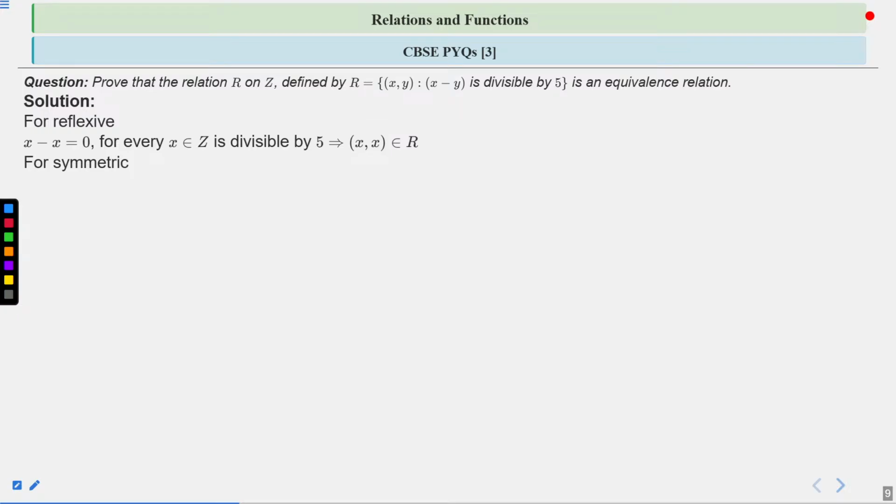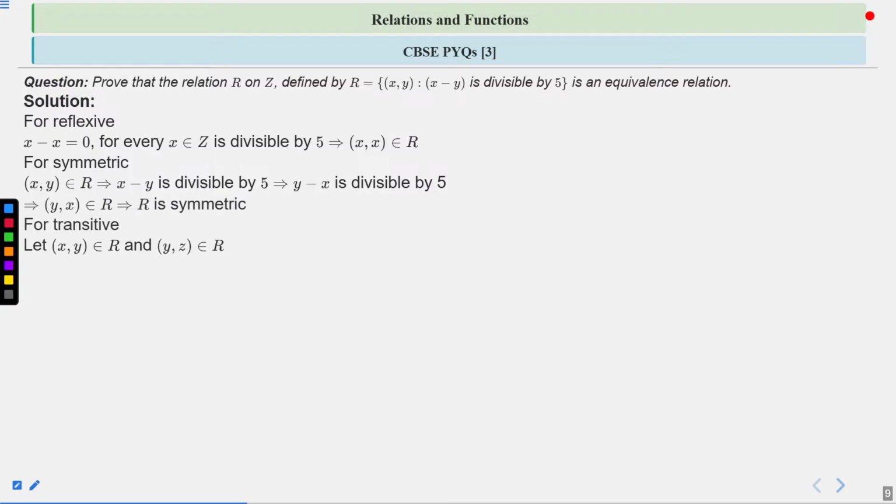Now for symmetric: if (x, y) belongs to R, this implies x minus y is divisible by 5. We know that if x minus y is divisible by 5, then y minus x is divisible by 5. Therefore, (y, x) belongs to R, so R is symmetric.